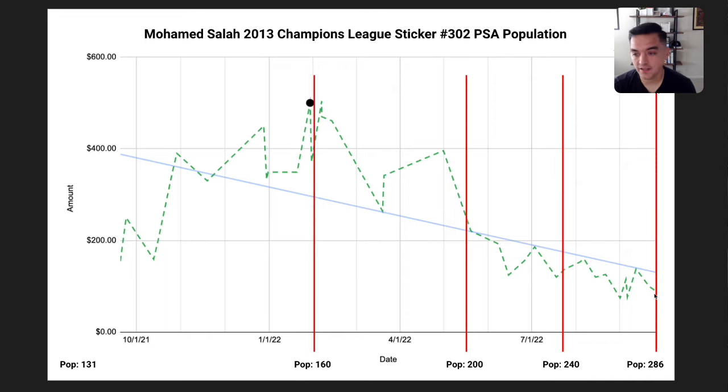And this card is selling for, it has sold for below $100, but it's selling for right around $100 right now. So very steep drop off. And as you can see, a very clear trend line down.